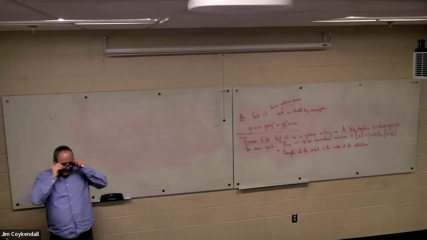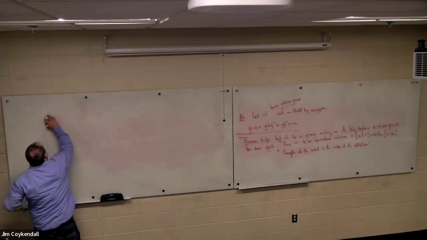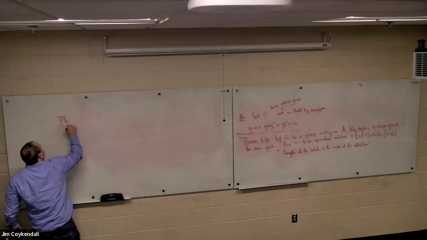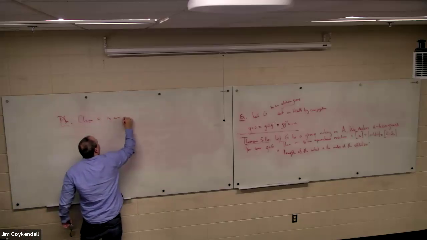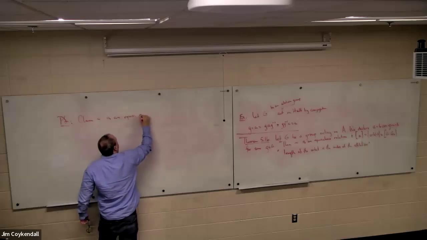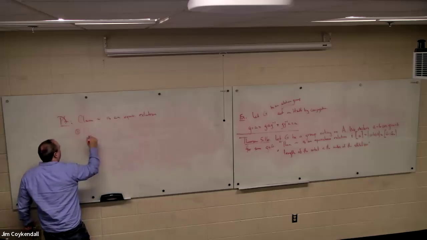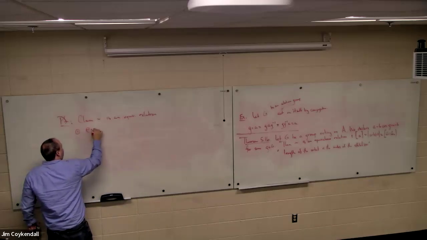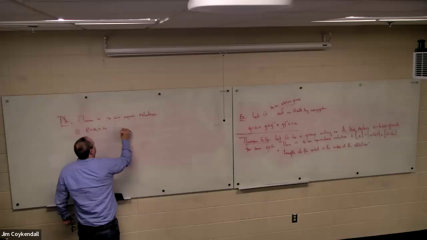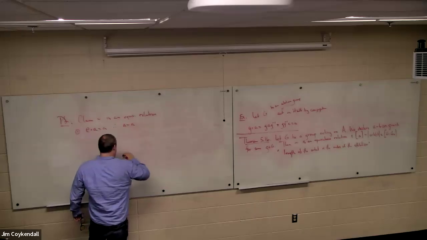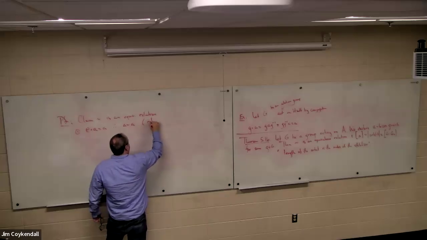Okay, first, I need the equivalence relation proof. I claim tilde is an equivalence relation. Number one, notice that the identity acting on A is A. Therefore, A is related to A, and you get reflexive.